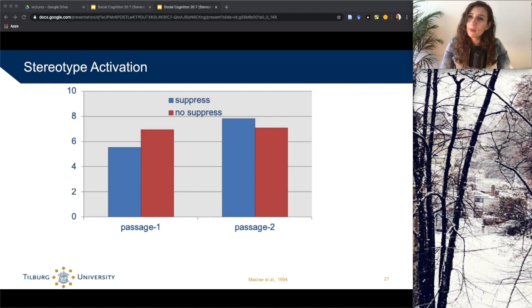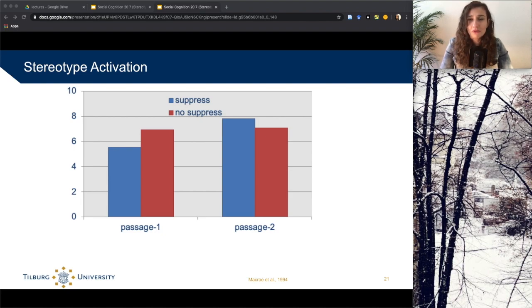Now, what happens though in the second round, the second passage? In the second passage, we can see actually that the people who in round 1 were asked to suppress the stereotype rebounded. So now the stereotypicality of the passage they wrote in round 2 was actually higher than the stereotypicality of the passages written by people who were never asked to suppress.